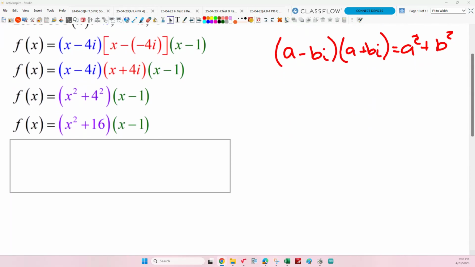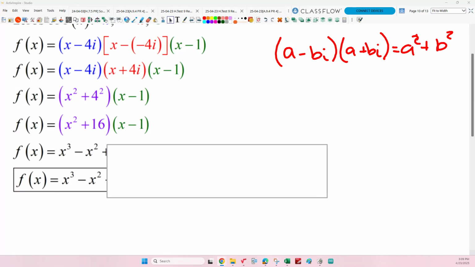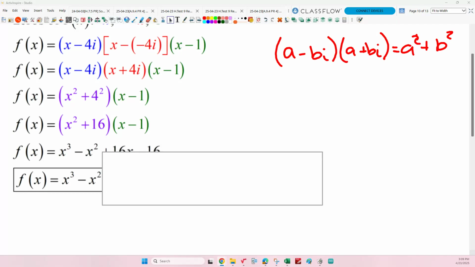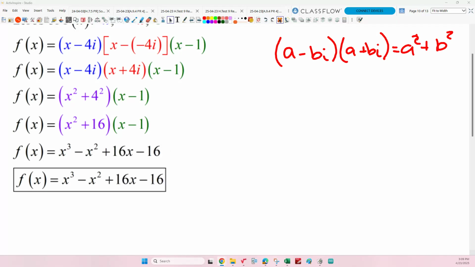Okay, so what do I do with this step? Now you can distribute. Now I can distribute, because I'm not going to be having i's in there. If I distribute, what do I get? x cubed minus x squared plus 16x minus 16. So I got the polynomial from those given zeros. It's a lot of work. I will say that.